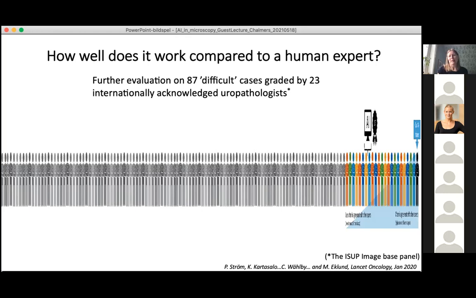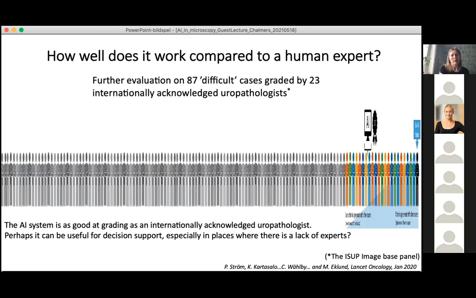in the world, maybe one can conclude that our AI system is as good at grading as these really internationally acknowledged uropathologists, and that it does have a value in this decision support, especially in places where there is a lack of experts. We could really apply it to guide, and maybe also as a system to help those that are less experienced to see where to look more carefully to make a final decision. And this, as everything else that I've presented, is available in publications also.